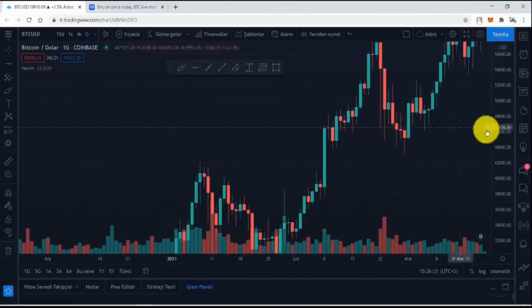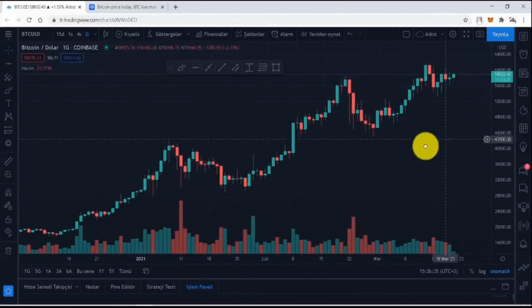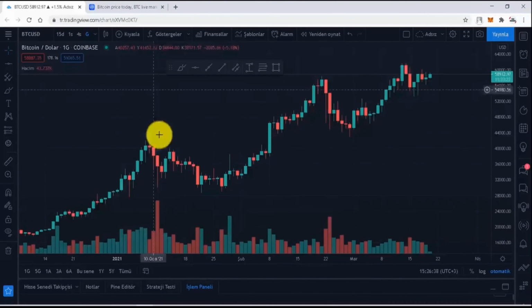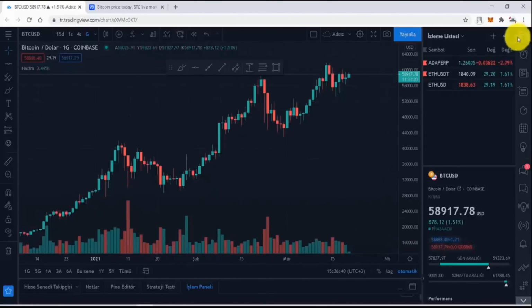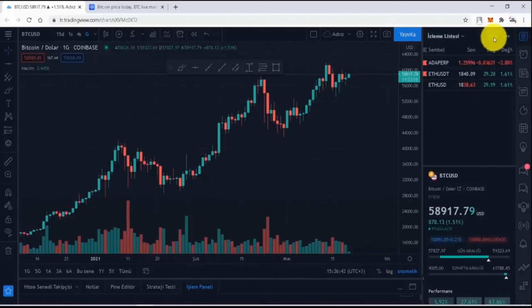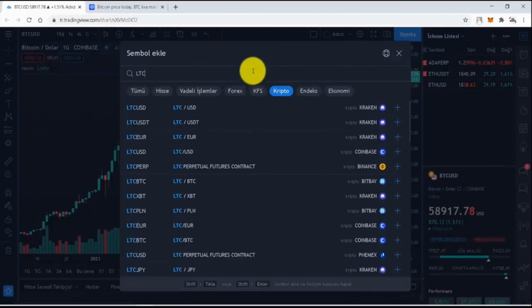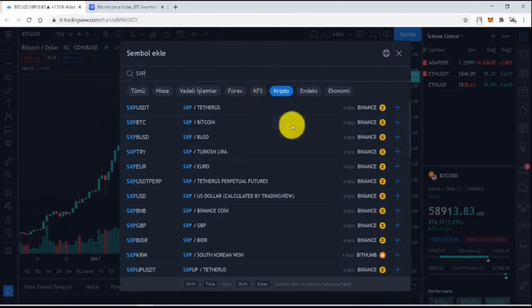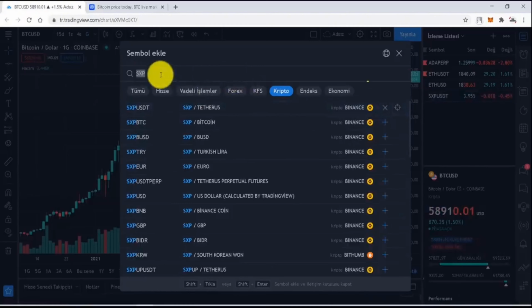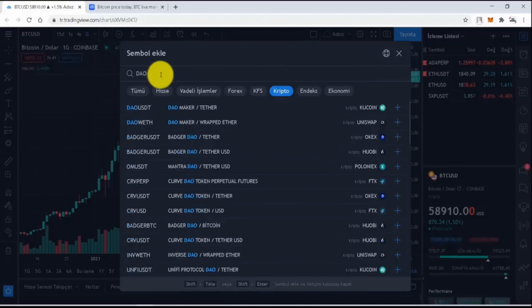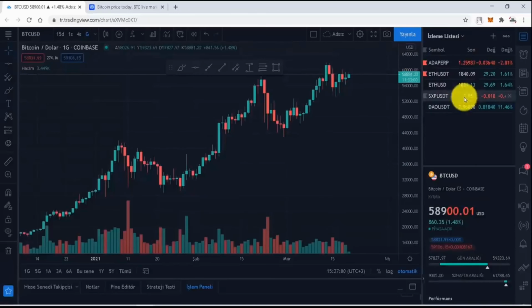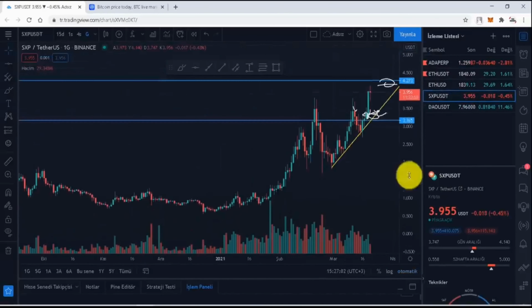As you can see on the right side, we can also see the prices ourselves when we double click. It resets to its original state. As you can see in the bottom right corner, there is a watch list available. By clicking add symbol here, we can add other cryptocurrencies such as Litecoin and similar cryptocurrencies. For example, if we are tracking the SXP coin, we can add it here. We can also add from our other coins. Let's add the DAO here. As you can see, we can quickly click here to go as well.